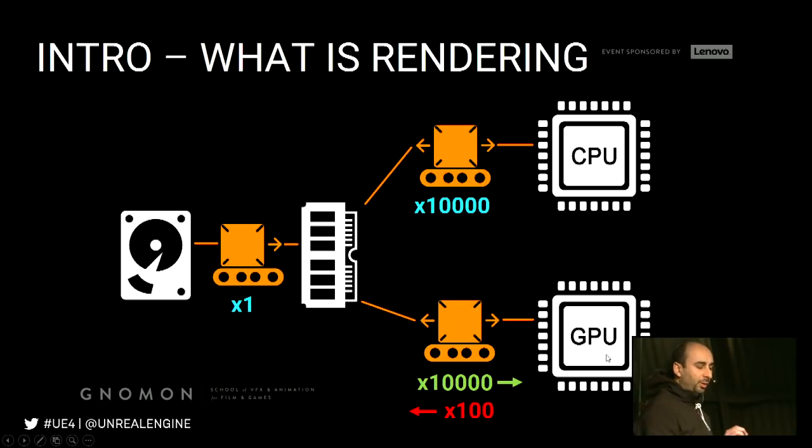Now, specifically with the GPU, there is an interesting thing: in one direction, the transfer is super fast. When we upload the data from the memory to the GPU, we have 10,000x the speed between the hard drive and the memory. However, when we transfer the data in the other direction, it is much slower. It's almost 100 times slower than the previous direction.